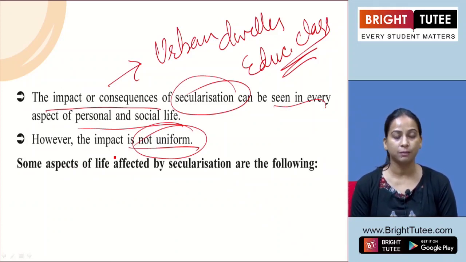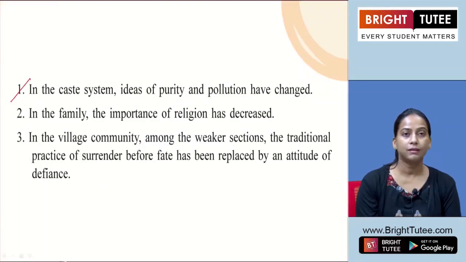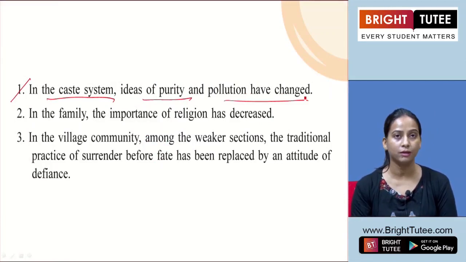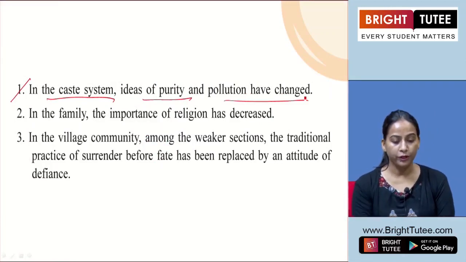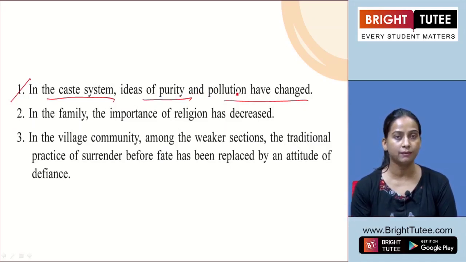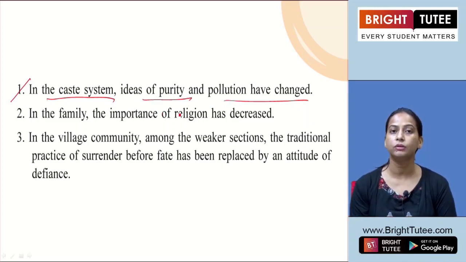Now we are going to discuss some aspects of life which are getting affected by secularization. The first one we can see is that in the caste system, ideas of purity and pollution have changed. Earlier, according to traditional ideas, some kinds of food, for example meat and alcohol, were considered polluting, and some occupations were considered impure. These ideas were formerly supported by religious beliefs, but now they have also changed.